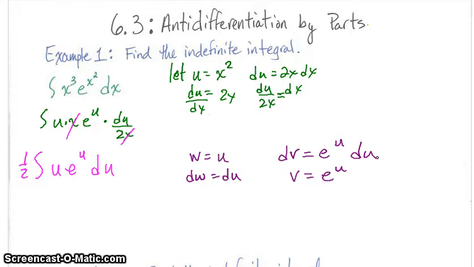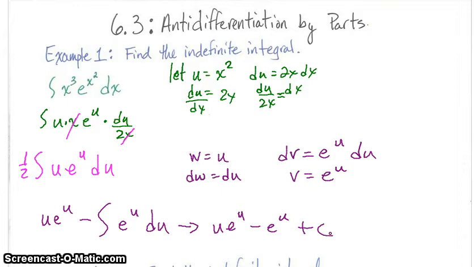Alright, so now we use our ultraviolet voodoo, and we write vw, which is u e to the u, minus the integration of e to the u du. Alright, and then we're going to say, hey, I know what this is. This is u e to the u minus e to the u, plus c. Now what we can't forget is our big 1/2. So it came down here and it's still a 1/2.